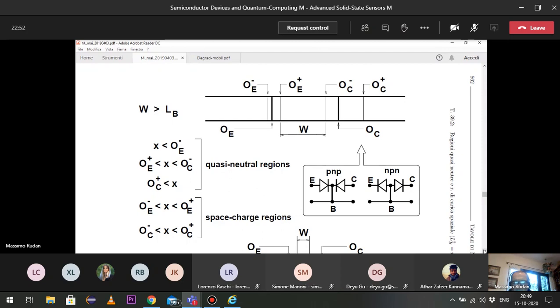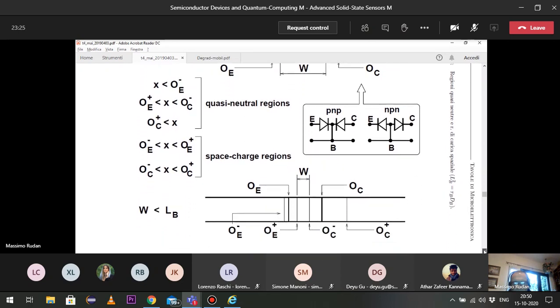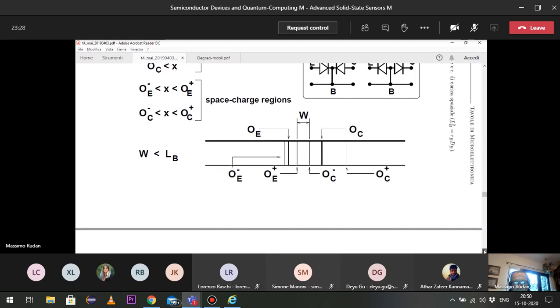So from the circuit point of view, in this case, the transistor behaves as two independent diodes. But this is the wrong structure. Nobody would design a transistor in which W is larger than the diffusion length, LB. Actually, the correct design is such, you can see it in the lower part. This is the correct design.